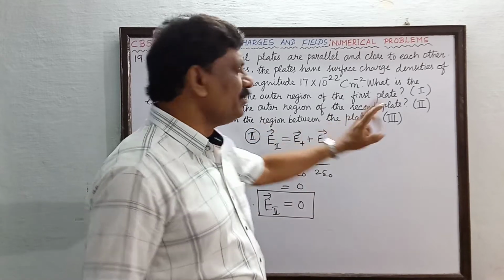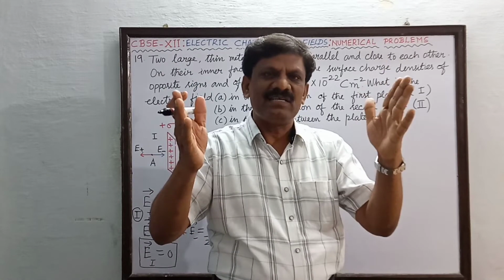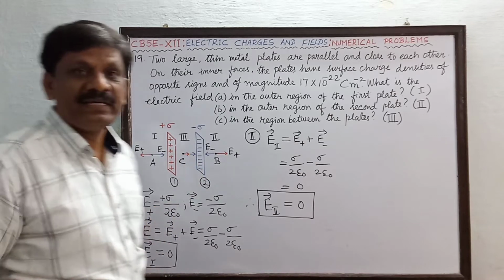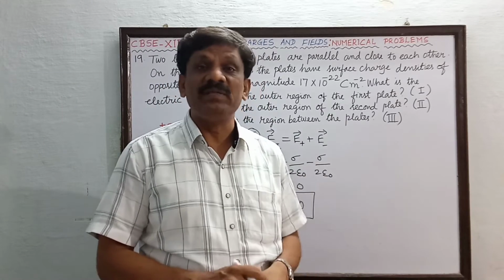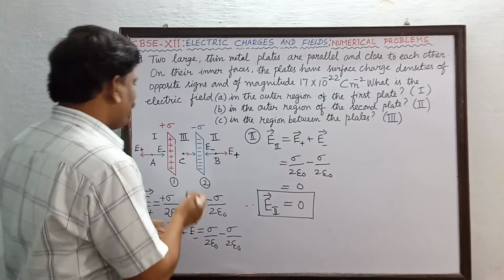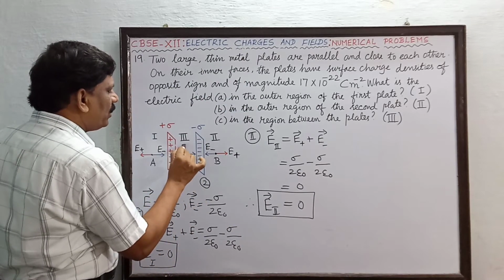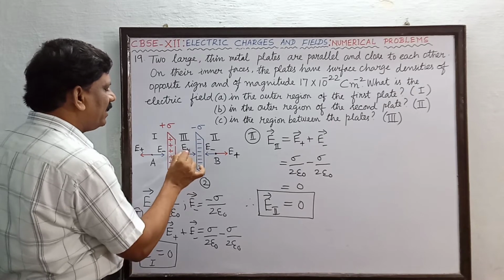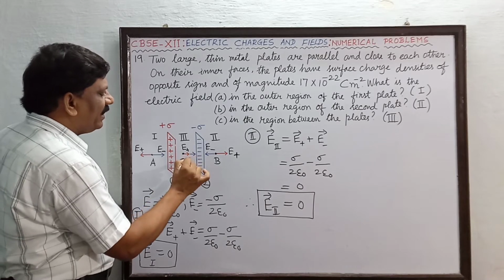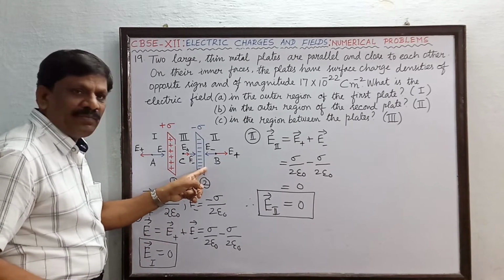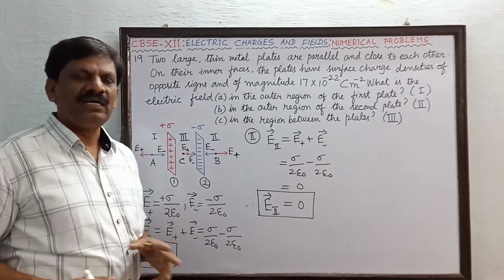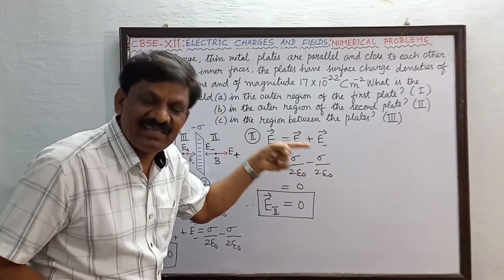Third region is the region between the 2 plates. So I will take another point C. So this is the point C. Here also how many electric fields should be there? There are 2 charged plates. There must be 2 electric fields. At this point C, the electric field due to the positive charge is directed towards the right hand side. And at the same point C, the electric field E minus due to the second plate must be towards the charged plate, and that is also towards the right hand side.